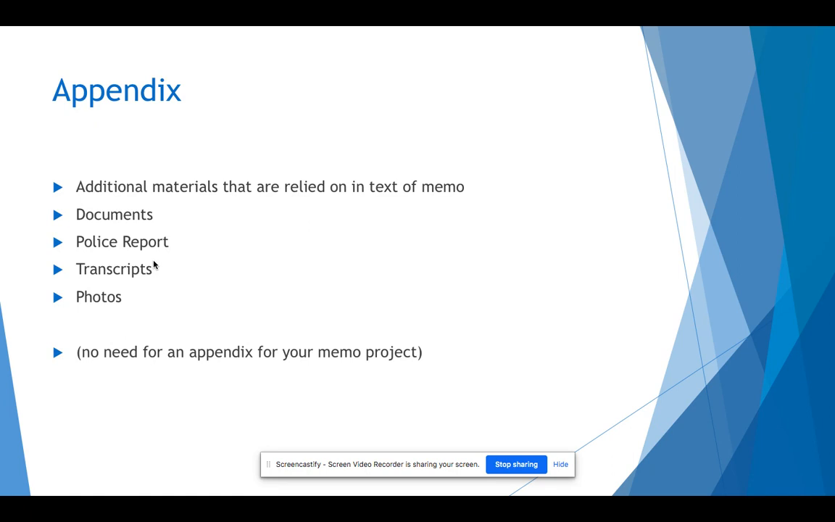Then there is an appendix. There may or may not be an appendix, which includes additional materials that you rely on in the text of your memo, like an affidavit, a document, trial transcripts, deposition transcripts, photos, medical records, anything that you may have referred to in your memo. You don't have to include an appendix. If you want to make up stuff and add it, have at it.